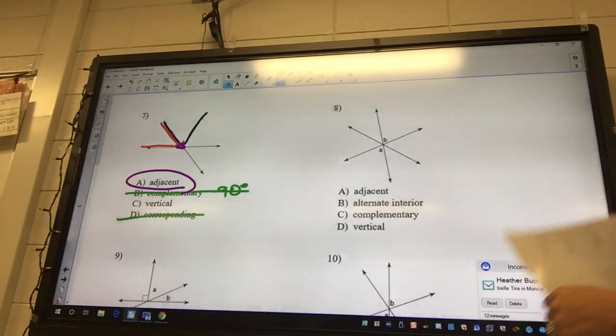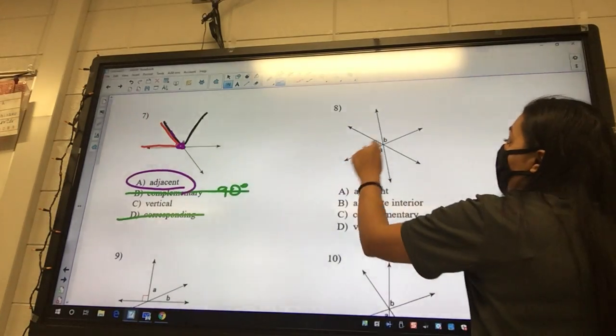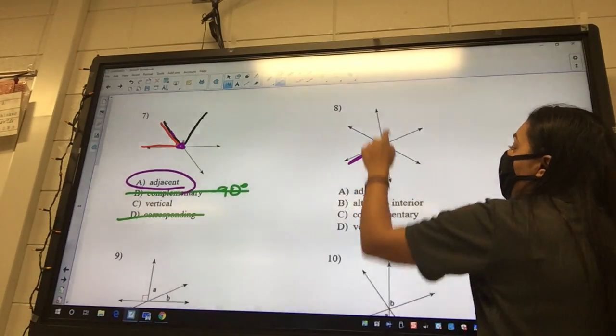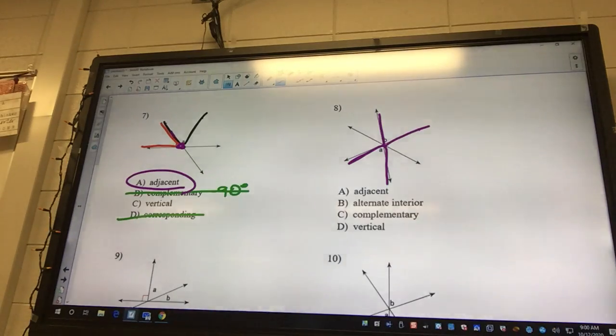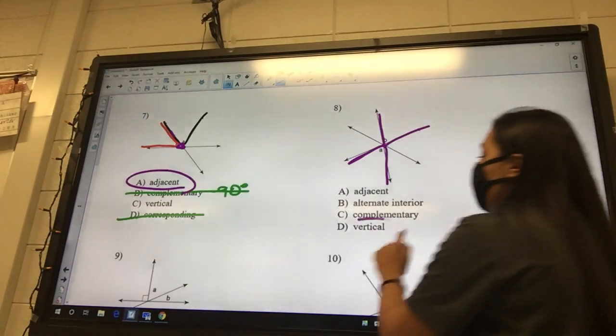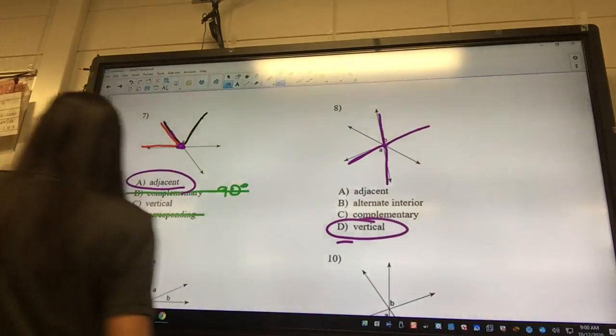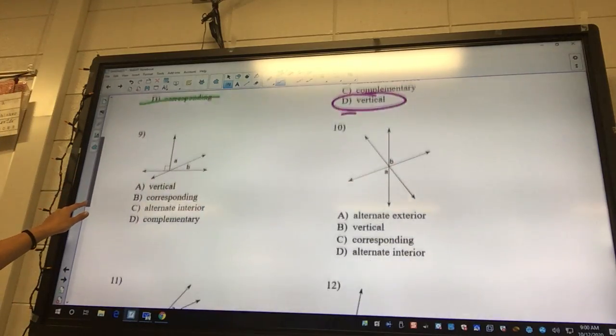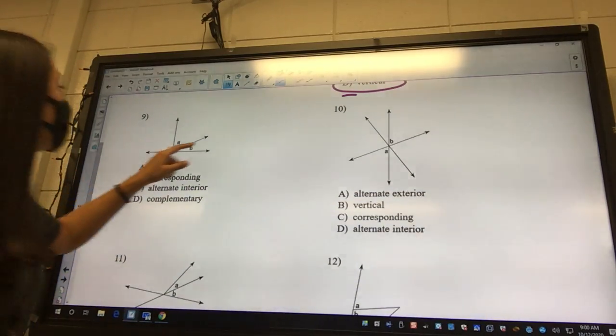8. We have this angle, and we have this angle. What kind of angles are those? Vertical. Perfect. Number 9.